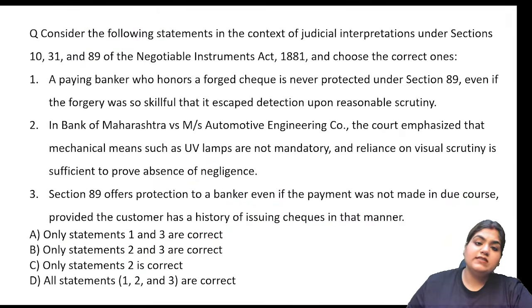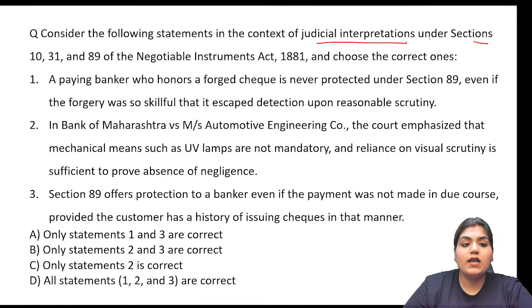Next question. Consider the following in the context of judicial interpretation under section 10, 31 and 89. Which are correct? The paying banker who honored a forged check is never protected under section 89 even if the forgery was so skillful that it escaped detection.